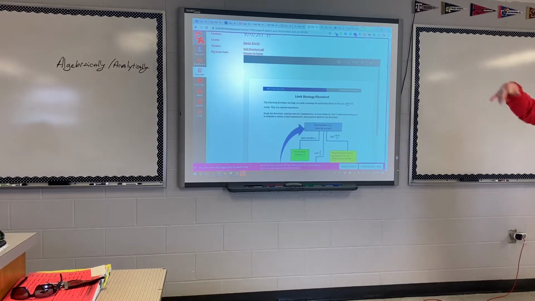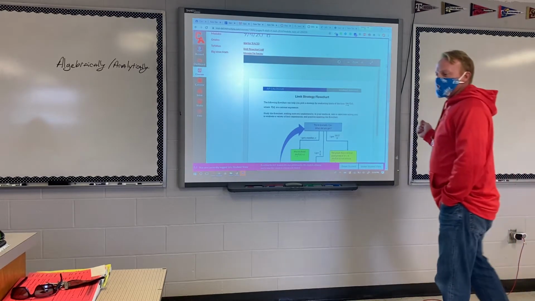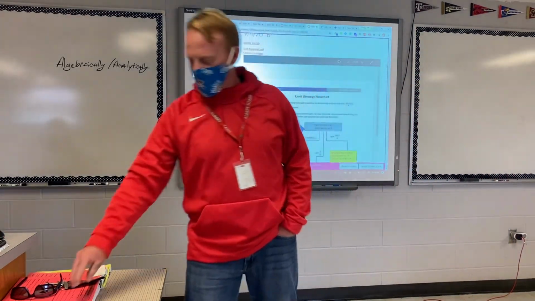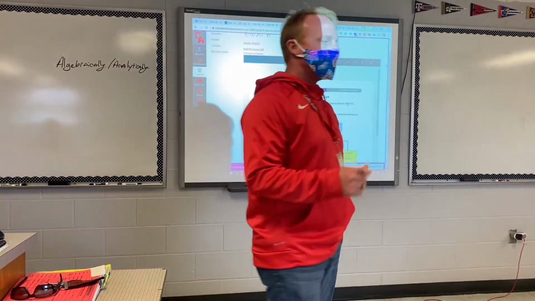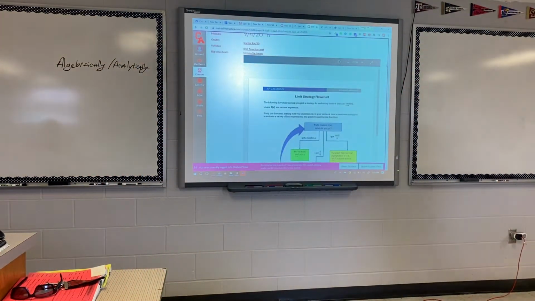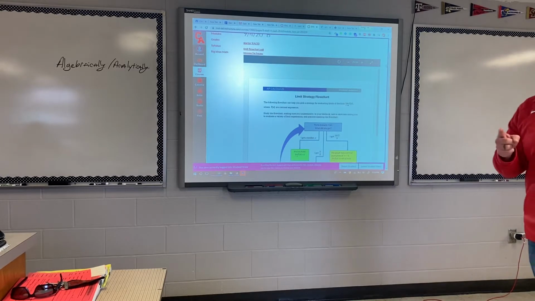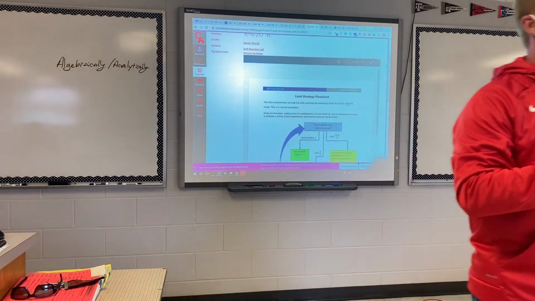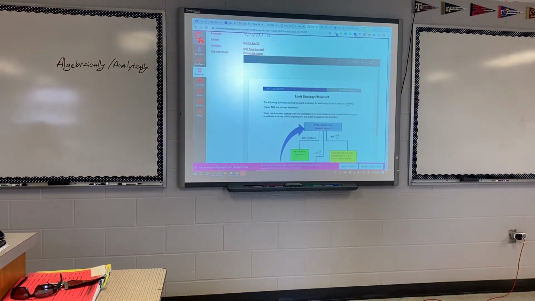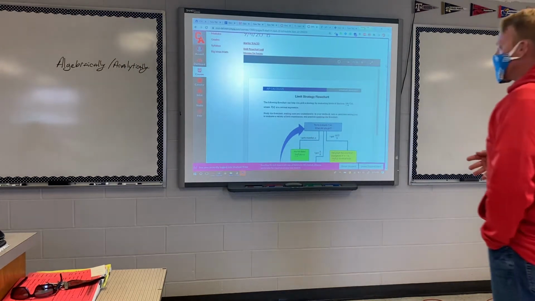All right, so we have a flow chart here that's going to help us figure out how to find limits. And I'm going to say something today that I'm going to say over and over and over again. If you're asked to find a limit algebraically or analytically, the number one rule in finding a limit is plug in. So that's the first thing you need to know. You might write that down. Number one rule in finding a limit analytically or algebraically is to plug in your x value. That's what we want to do.